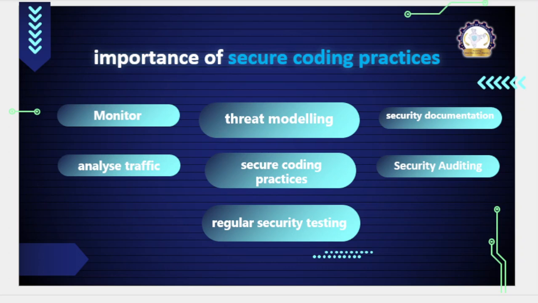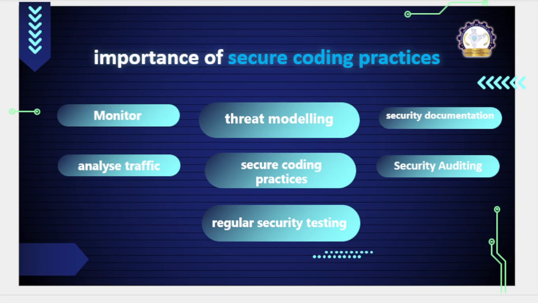So secure coding practices are a set of guidelines and techniques that developers can follow to reduce the risk of vulnerabilities being introduced into the code. When it comes to API development, using secure coding practices is crucial to prevent common vulnerabilities like SQL injection, cross-site scripting, and data leaks. Here are some secure coding practices that can be used in API development. First one, use input validation.